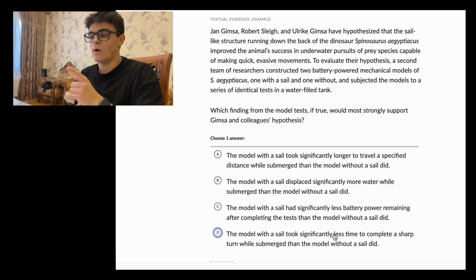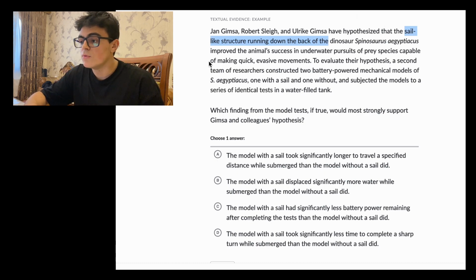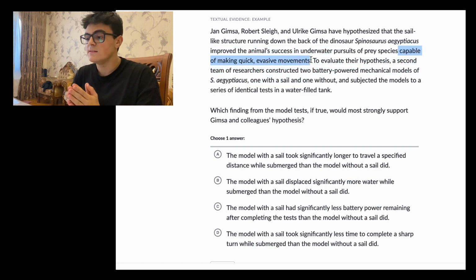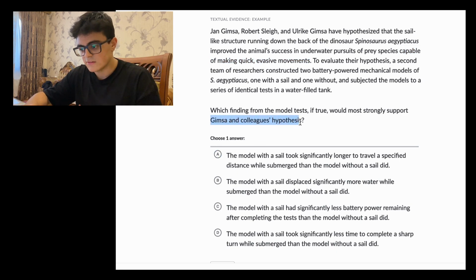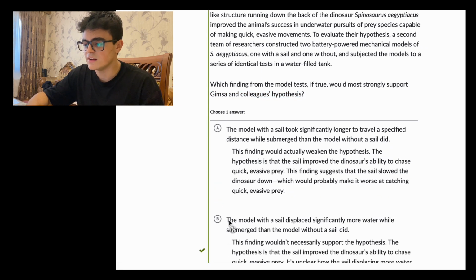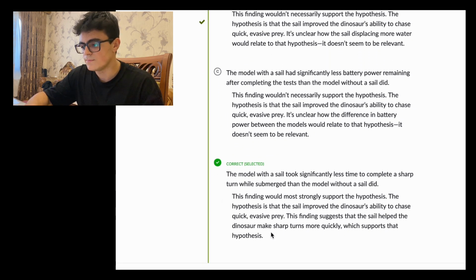I think this is our answer because in the text they said that there's a sail-like structure running down the back of the dinosaur, and this sail-like structure improved the animal's success in underwater pursuits of prey capable of making quick evasive movements. And this answer supports Gibbs and colleagues' hypothesis, and that's why I think option D is our answer. And yes, you can see that this answer is true. You can see it in here.